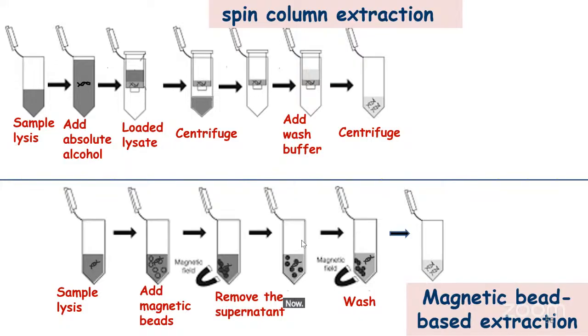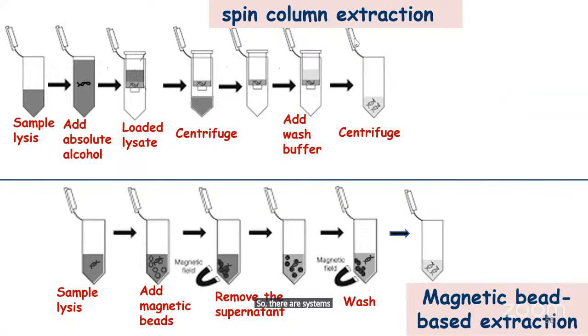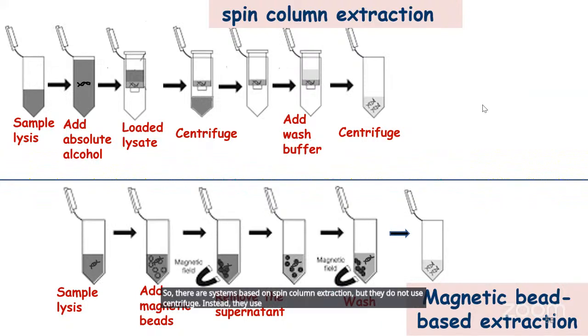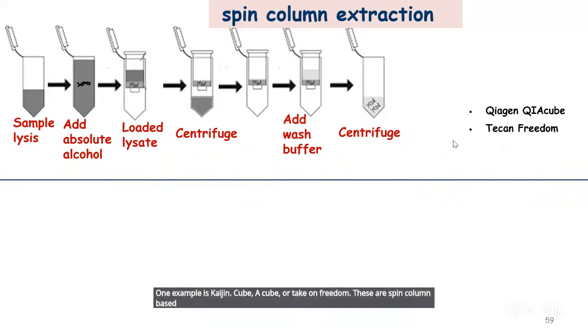Now, it is not that you can't automate the spin column based extraction. Their limiting factor is centrifugation, because a centrifuge is very difficult to integrate with an automated system. So there are systems based on spin column extraction, but they do not use a centrifuge. Instead, they use either vacuum or positive pressure to move the lysate through the silica membrane. One example is QIAcube, EZ1, or Tecan Freedom. These are spin column based automated extractors.